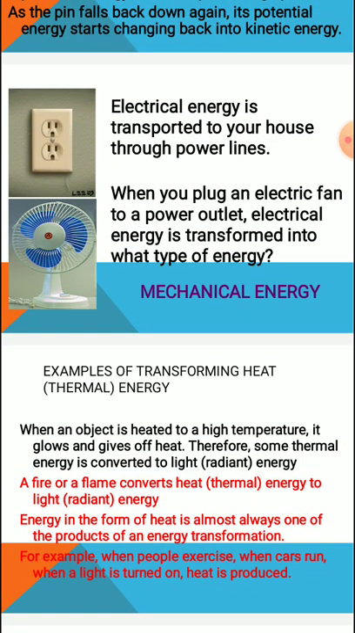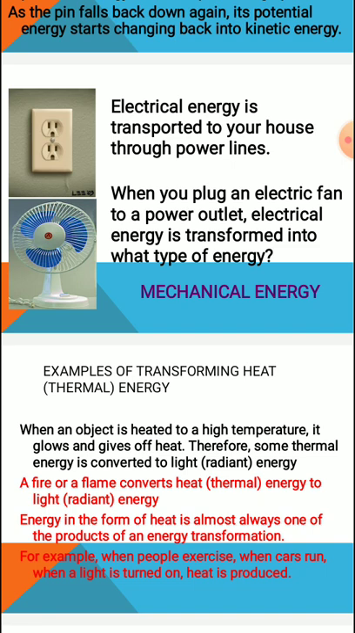When an object is heated to a high temperature, it glows and gives off heat. Suppose we heat an iron ball to a high temperature: it glows due to the heat and gives off heat. Therefore, some thermal energy is converted into light energy, or radiant energy. A fire or flame converts heat energy to light energy.